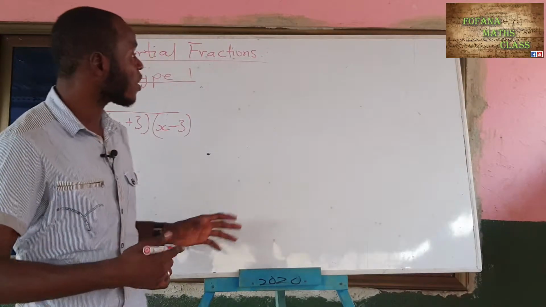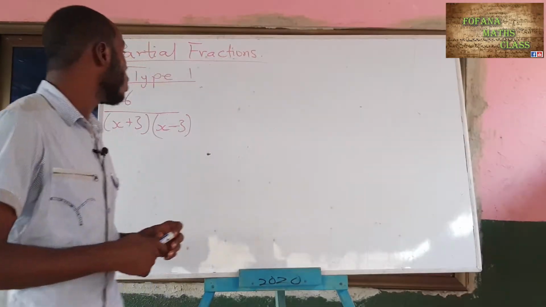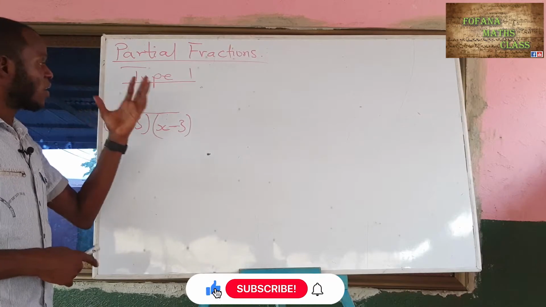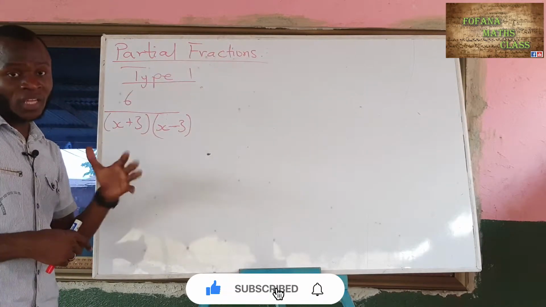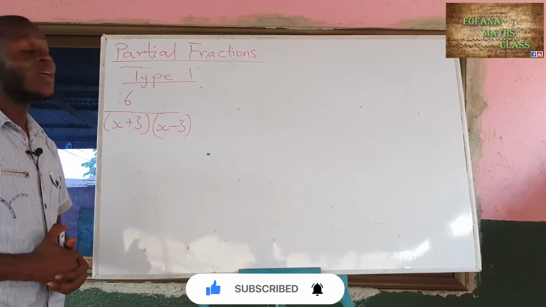With partial fractions, we have them in types. We have about 4 types of them, and today we are going to look at all the types, the first, second, third and fourth type, beginning with type 1.